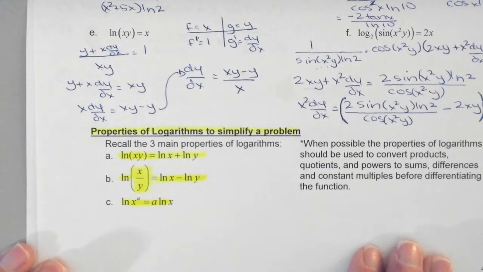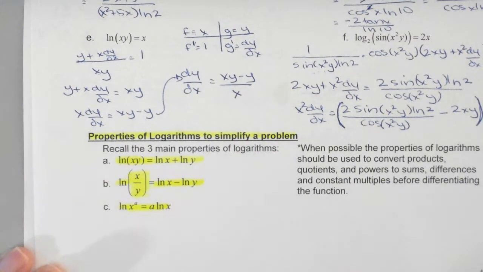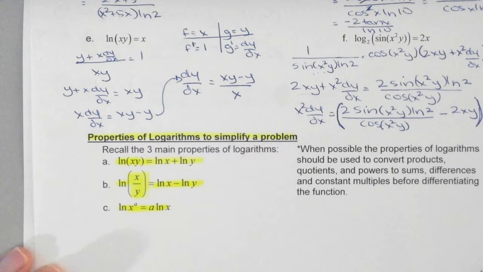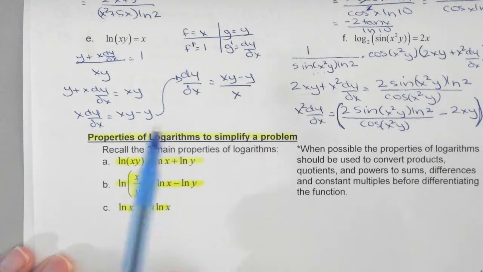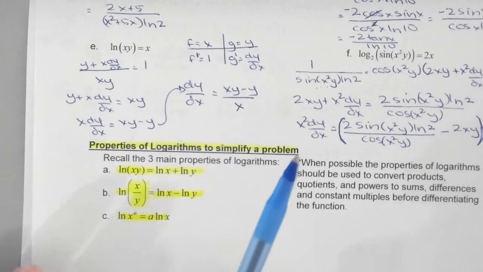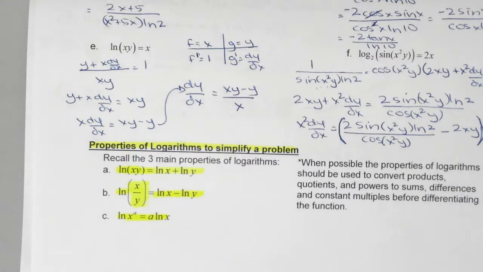Sure. Any questions? Could you not use the property in the beginning? What do you mean? Like for ln xy, could it be ln of x plus ln of y? Yeah, you could do it that way too. I did that and I got a different answer. It's going to look different. Did you get a common denominator? I got negative yx. Let me do it and then I'll see.